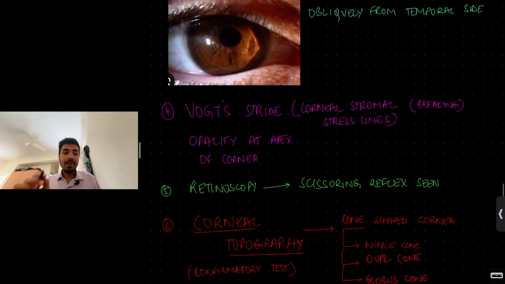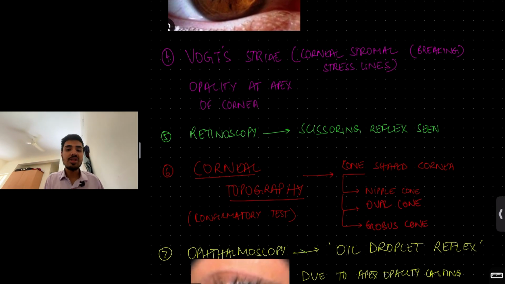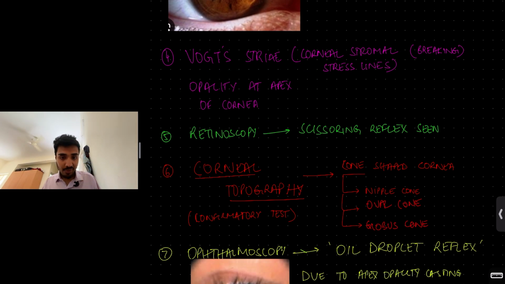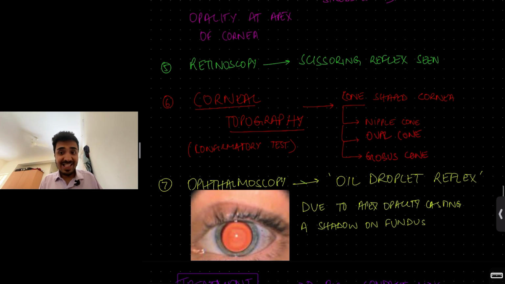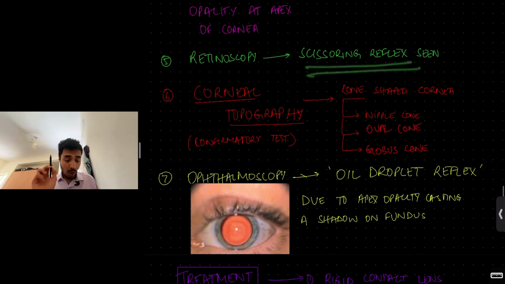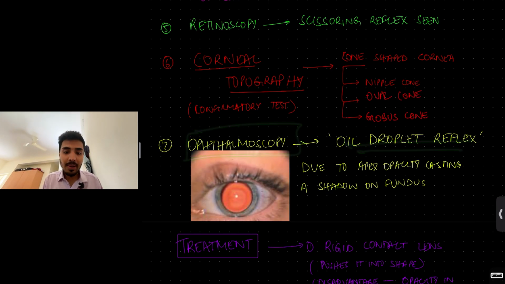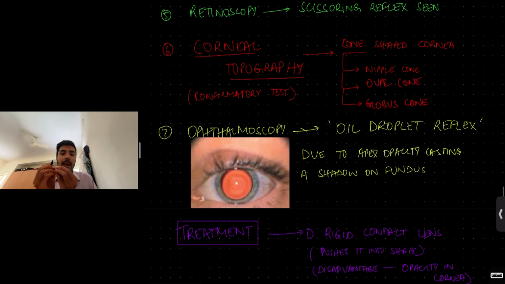Then when I look microscopically, I can see Vogt striae, that is corneal stress lines, corneal breaking lines, because of thinning. I can see an opacity at the apex of the cornea. In retinoscopy, a scissoring reflex can be seen. In ophthalmoscopy, you can see an oil droplet reflex. The opacity at the apex of the cornea puts a shadow on the fundus, which leads to the oil droplet appearance, the oil droplet reflex.